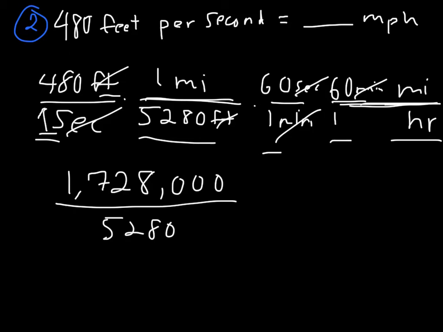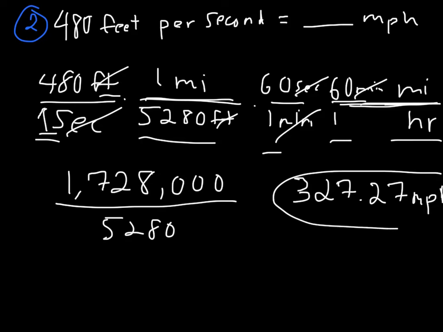Then when I divide that, let's see here, that gives me 327.27 miles per hour, or if you want to write mph, oh, my h ran off the screen there. If you want to write mph, that's fine. So 327 miles per hour is the same as 480 feet per second.